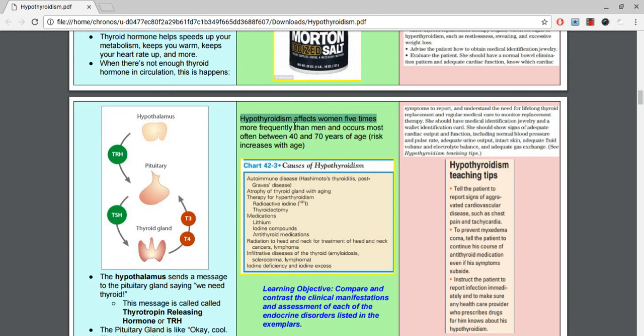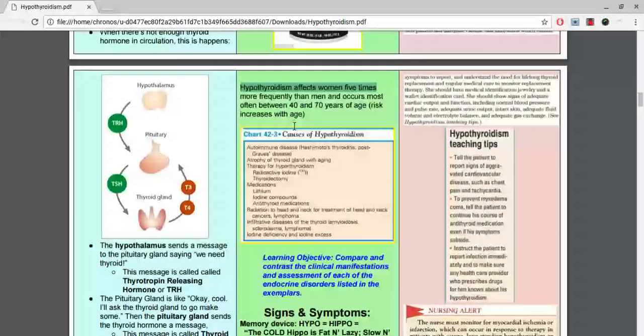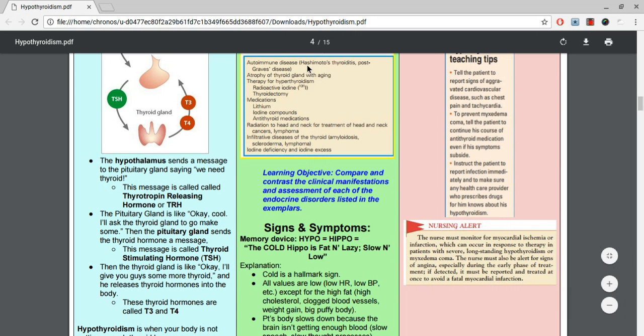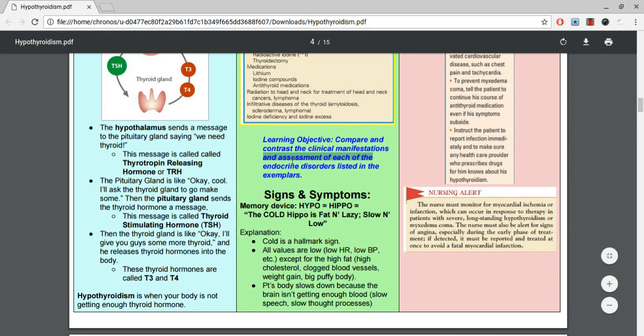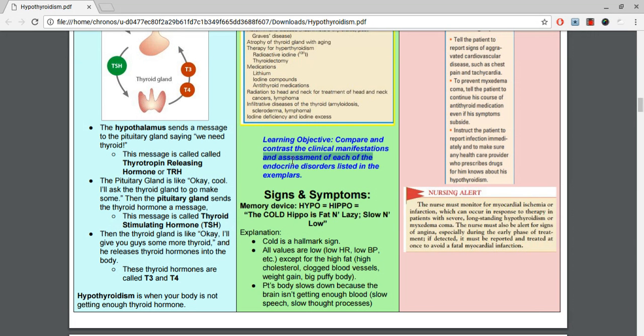Hypothyroidism affects women 5 times more frequently than men, and it occurs most often between 40 and 70 years of age. The risk increases with age. So if on a test question they say this person is a woman and she's, let's say, 45 or 50, then you should think, oh, this person's at risk for hypothyroidism. And if they start listing signs and symptoms of hypothyroidism, then you would know, hey, this person has hypothyroidism, especially if they have a history of Hashimoto's disease. That's definitely going to make light bulbs click in your head, and you'll think, I've got to be thinking hypothyroidism here.